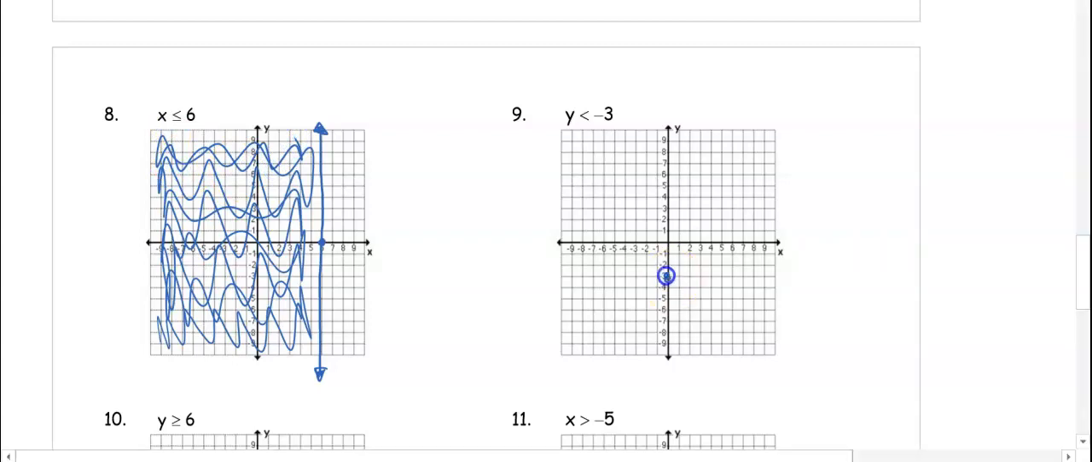In number 9, we have y is less than negative 3. So we have negative 3 on the y-axis, which is going to be a dashed line. And then we are going to shade below because it is less than.